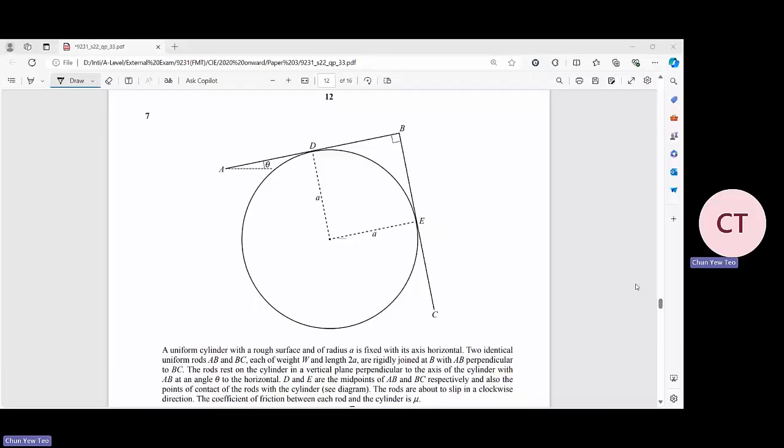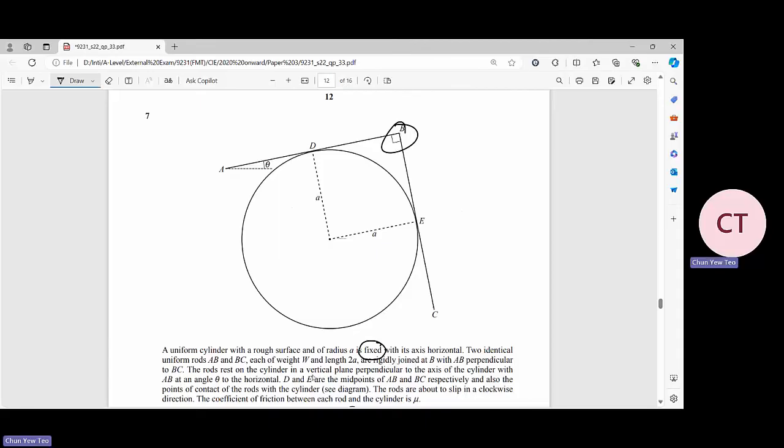Okay, now we take a look at question number 7. A uniform cylinder with a rough surface of radius A is fixed with the axis horizontal. That means it's not going to move, not going to rotate or anything. Two identical rods AB and BC, each with a weight W and length 2A, are rigidly joined at B with AB perpendicular to BC. So they are perpendicular.